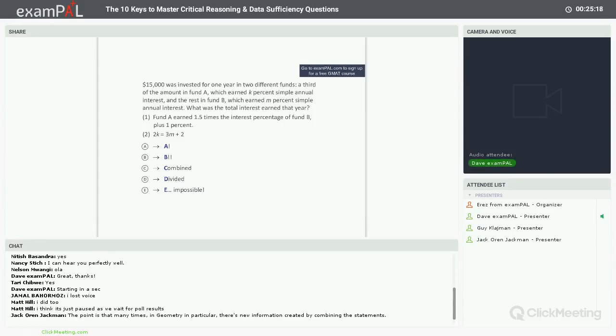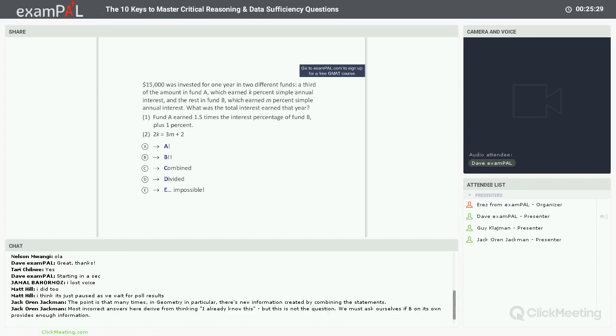$15,000 was invested for 1 year in 2 different funds. A third of the amount was invested in Fund A, which earned K% simple annual interest, and the rest was invested in Fund B, which earned M% simple annual interest. What was the total interest earned that year?